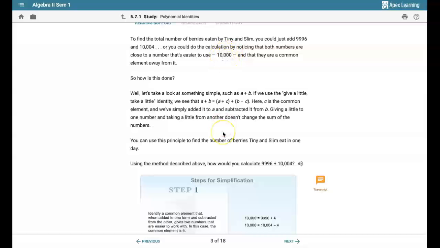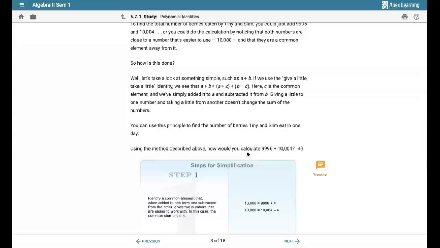Looking at something simple, we have A plus B. If we give it an identity, you could say A plus B is equal to A plus C plus B minus C, where C is the common element. The way this is expressed gives a little extra to one and takes a little extra away from the other.